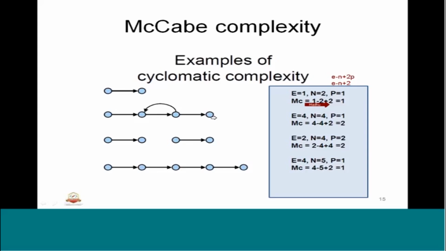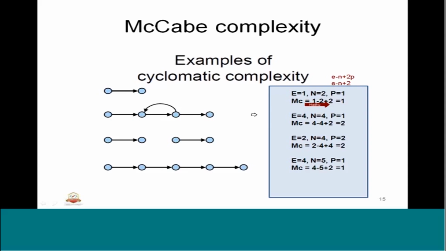So what is the complexity here? You can see one is here, the other one is like this. So 2. It means we have how many edges? 1, 2, 3, 4 edges. We have how many nodes? 4 nodes. 1, 2, 3, 4.